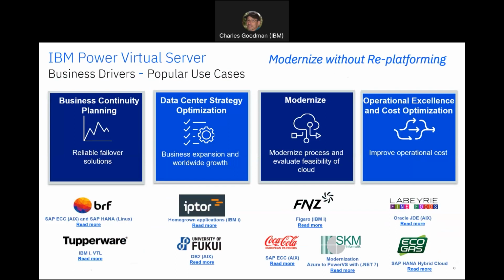And we're also very cost effective. So if customers have data centers that they are trying to move out of and reduce the cost of the data center, we're able to move those to Power VS.